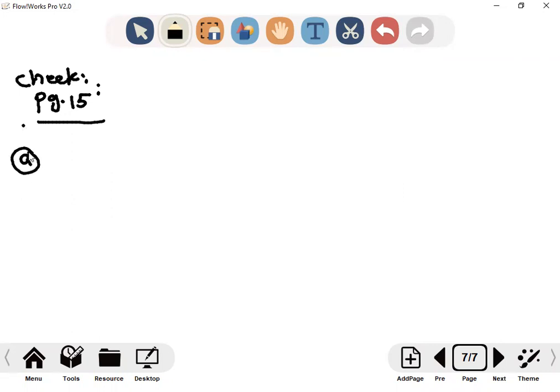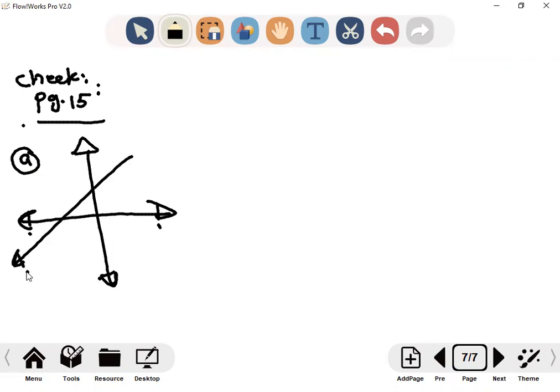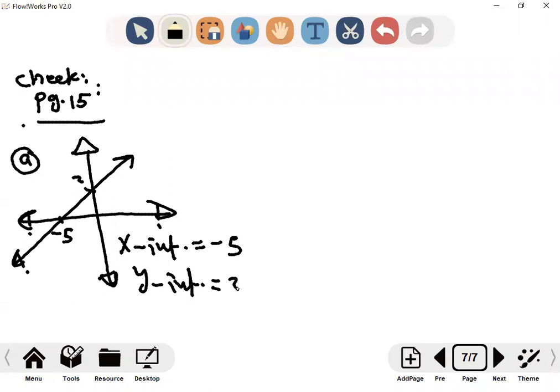Part A, we have a linear function with this line here. And here it is the second square. And here it is 1, 2, 3, 4, 5, -5, right? The x-intercept is -5. What's the X-intercept? -5. Y-intercept is 2. Okay? Done? This is part A. Part B.